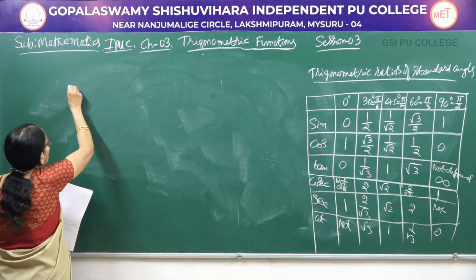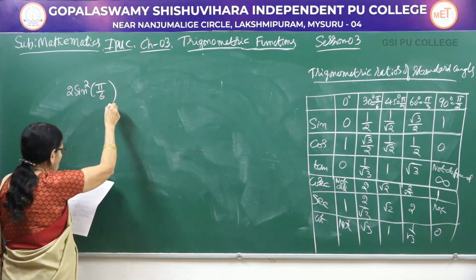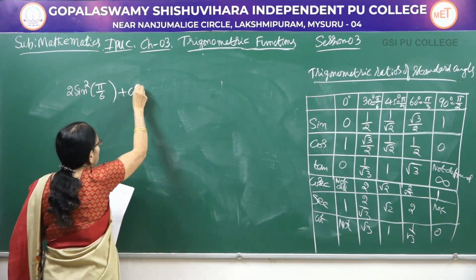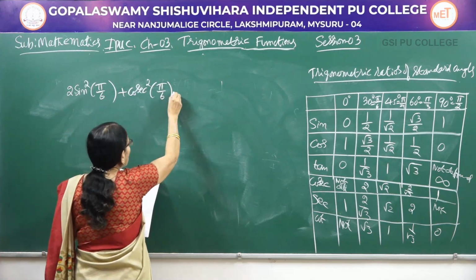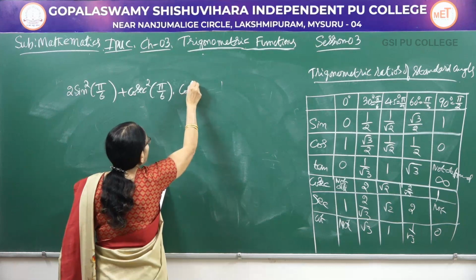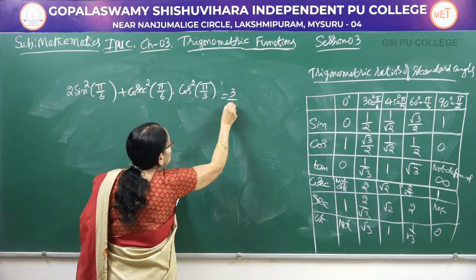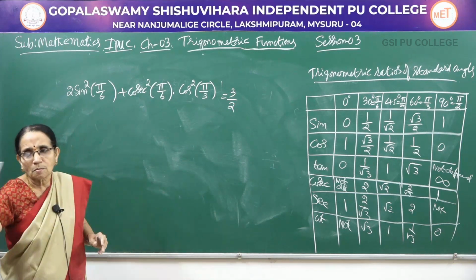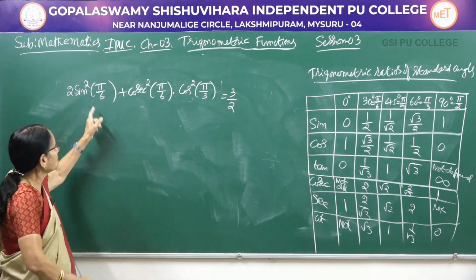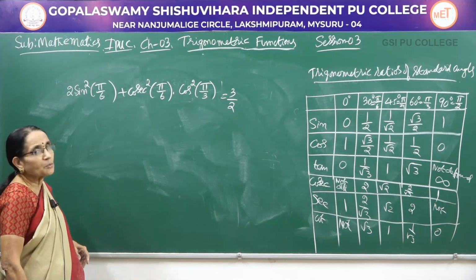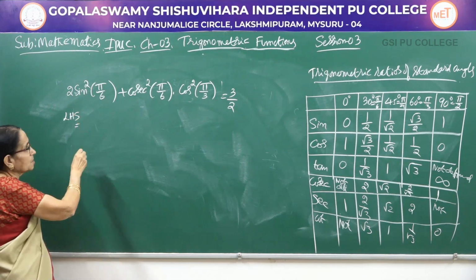Next problem, 2 times sine square pi by 6 plus cosecant square pi by 6 into cos square of pi by 3 should be equal to 3 by 2. So here it is a product and here it is a single term. But all of them we are having square terms here. So as usual, start with the left hand side.